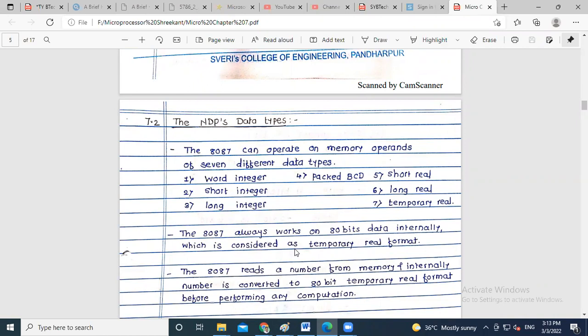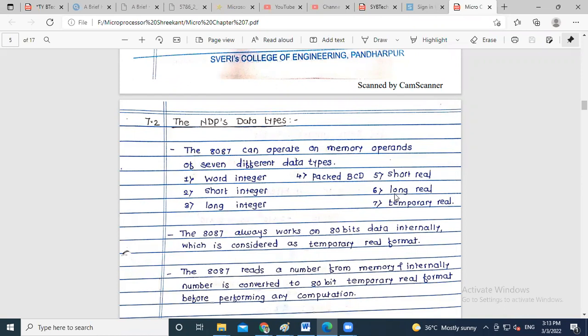So in the numeric data processor, there are 7 different data types. Those are word integer, short integer, and long integer. One main category is integer. Under the integer, there are 3 types: word integer, short integer, and long integer. And one more is packed BCD. BCD means binary coded decimal. Okay, so that is the second category.